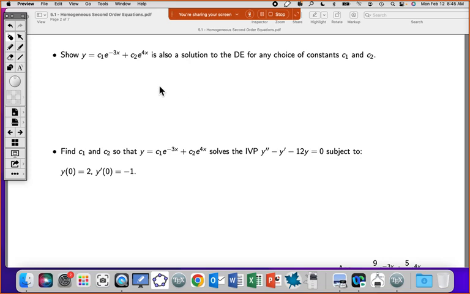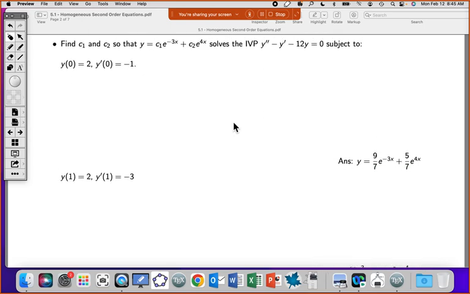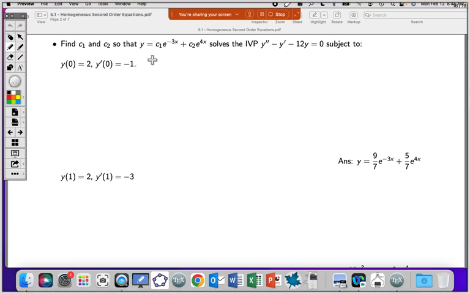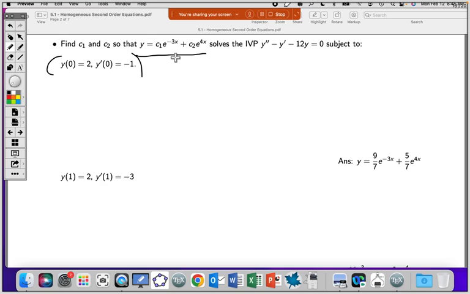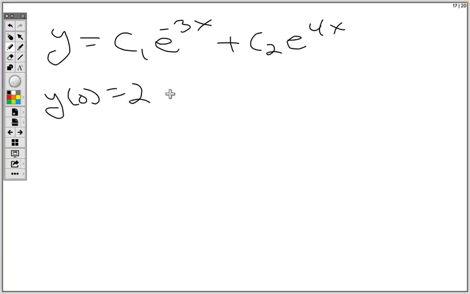So we know that this will work as a solution to the DiffyQ. Now the question is, let's find C1 and C2 so that we get a solution to the following initial value problems. So we're going to start off with our y1. So, excuse me, there's our function y. We know that y at 0 is 2. So you plug in there. E to the 0 is 1.